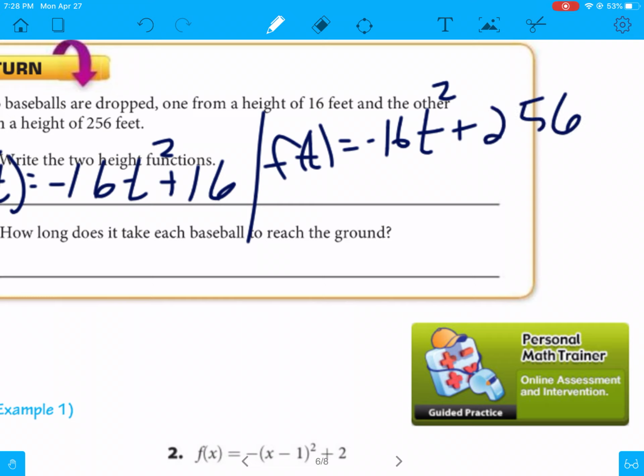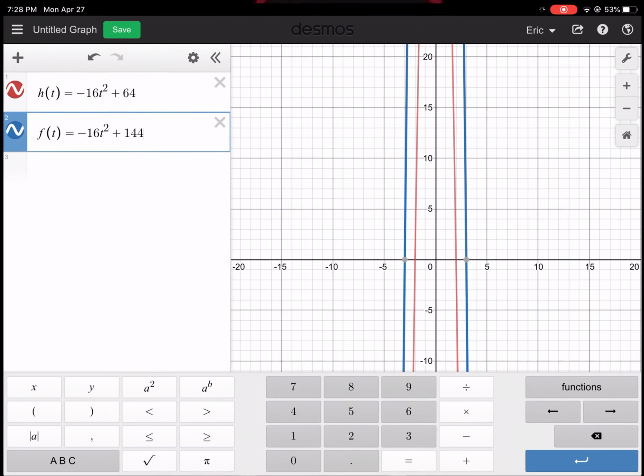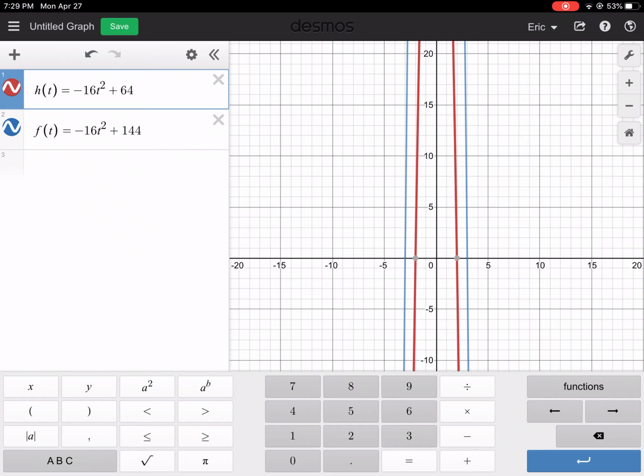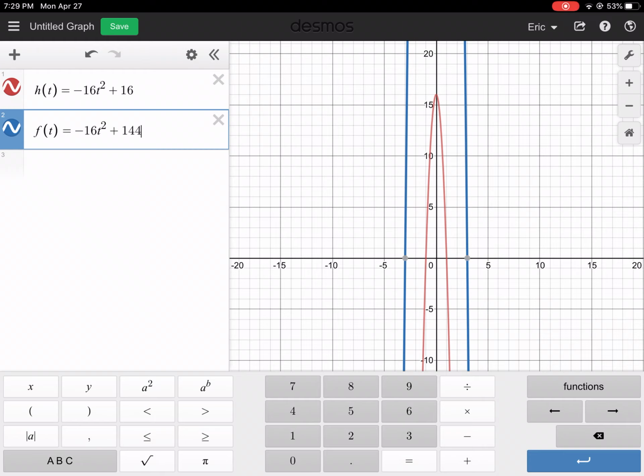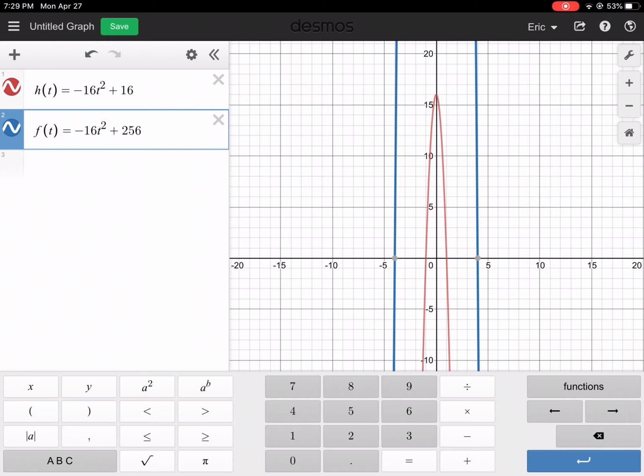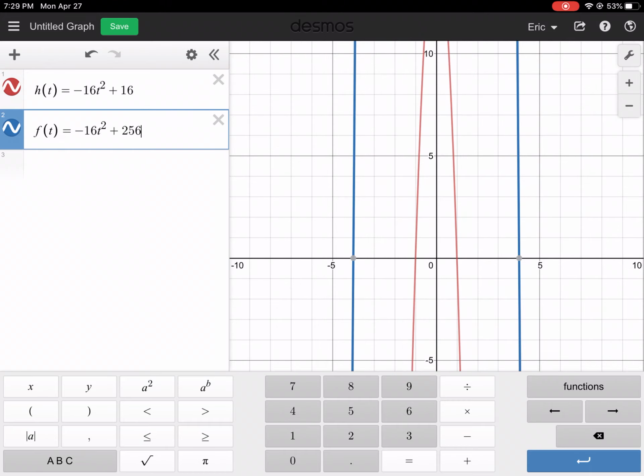Now to find out how long it takes each baseball to hit the ground, go to Desmos. So instead of 64, we'll put 16. Instead of 144, we'll put 256. So we'll zoom in a little bit. So the red one, you can't have negative time, so don't even look to the left of the y-axis. So the red one takes 1 second. So the 16 feet, it only takes 1 second. But the blue one, when it's up 256 feet, takes 4 seconds. So use Desmos, it can definitely help you out.